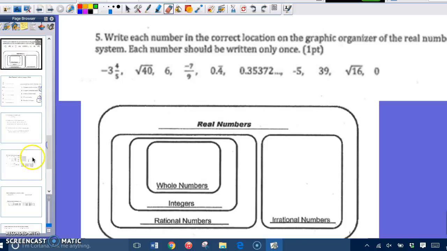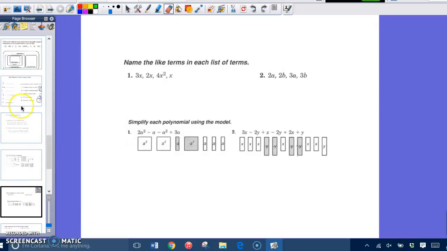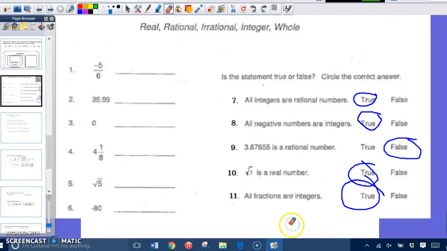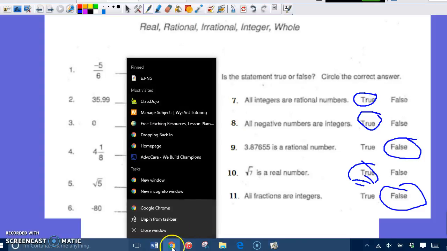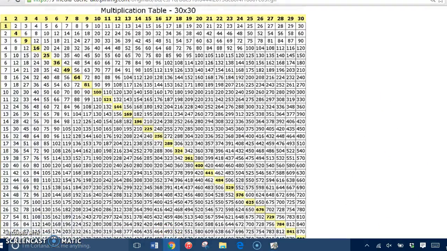All fractions are integers. Integers are what you can find on the number line. I'm going to have to take that back. Maybe it's not. This is going to be good discussion tomorrow because I keep doubting myself on that one. So we'll take a look at that one tomorrow together. Or let me just look it up. Oh yeah, that's why we have the Google.